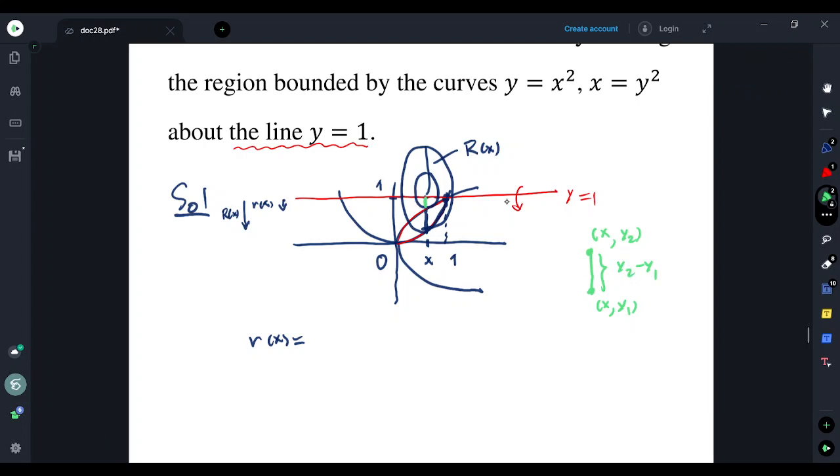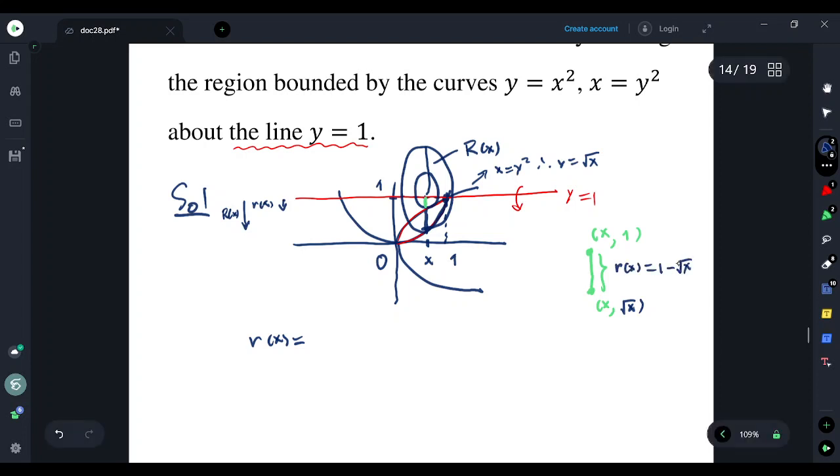So according to the situation here, y2 is just equal to 1, right? Just 1. While y1 is on the parabola, and this parabola is x equal to y squared, which means y equal to the positive square root of x. We are looking at the positive y, so this is the square root of x. So it means that the small r(x) is going to be equal to 1 minus the square root of x, right?